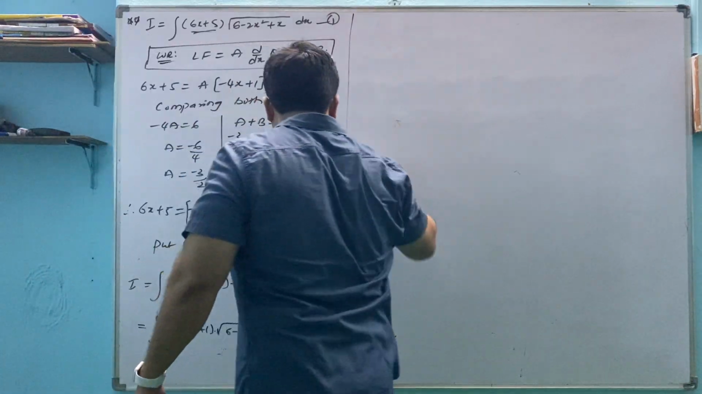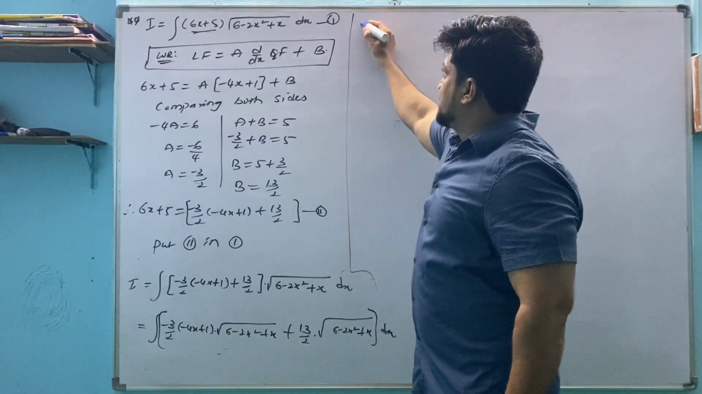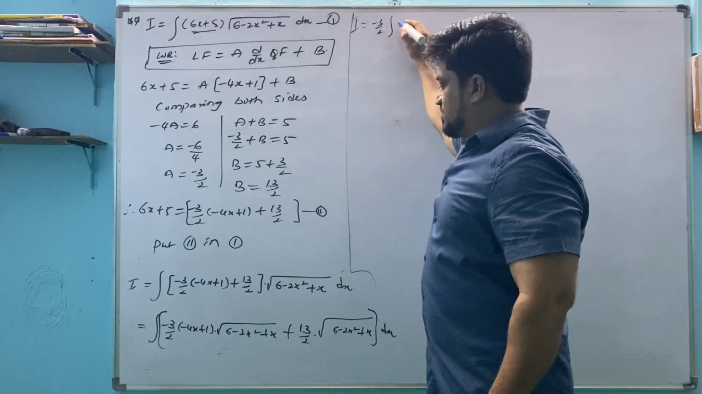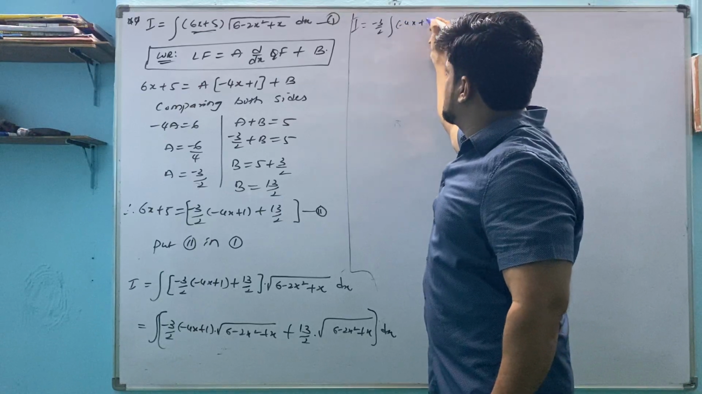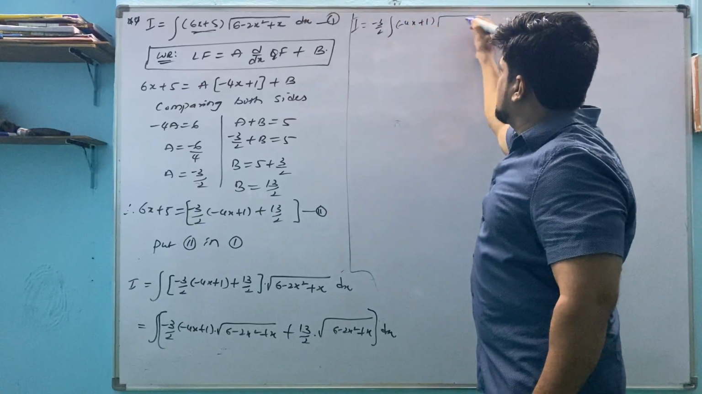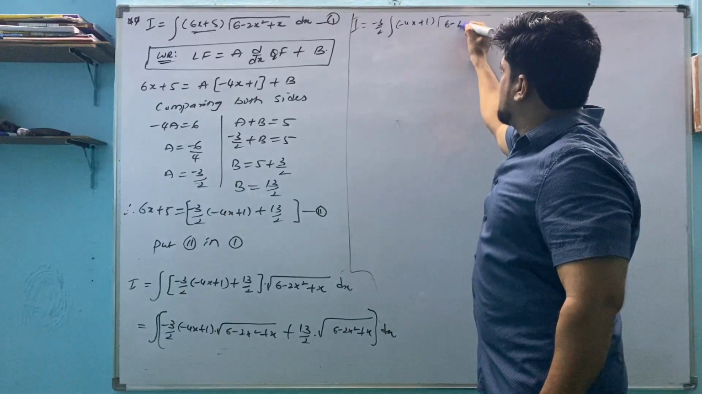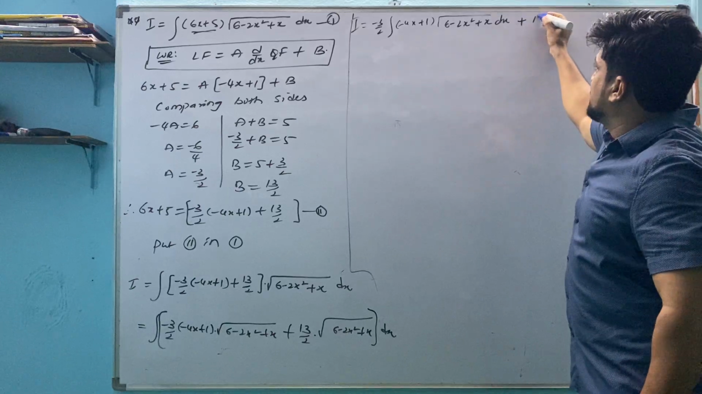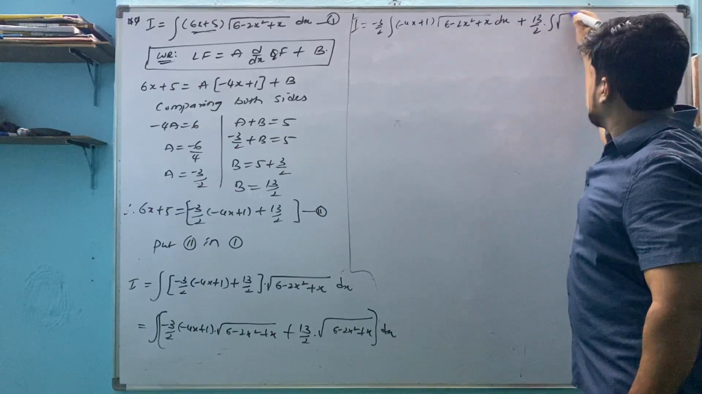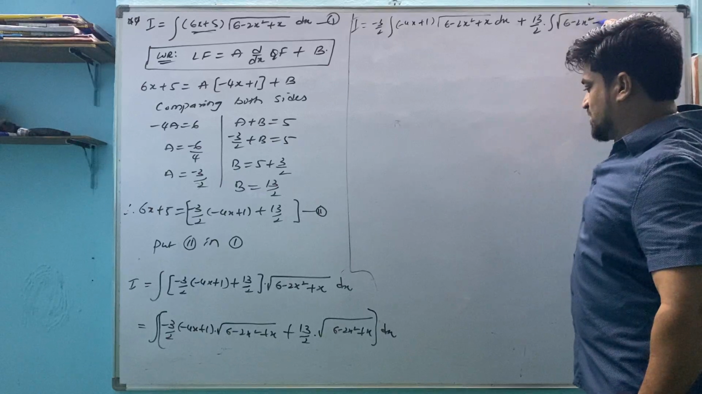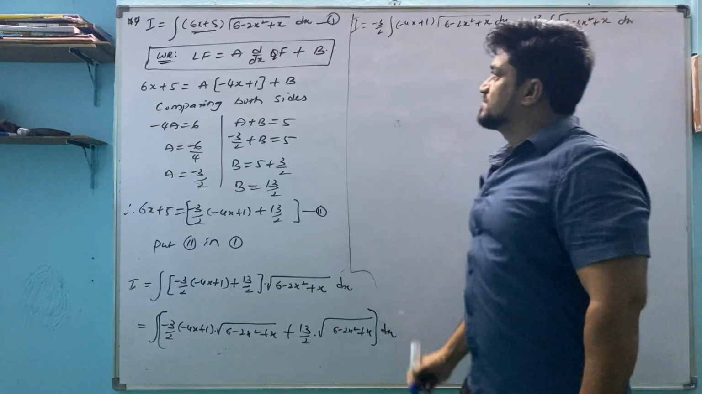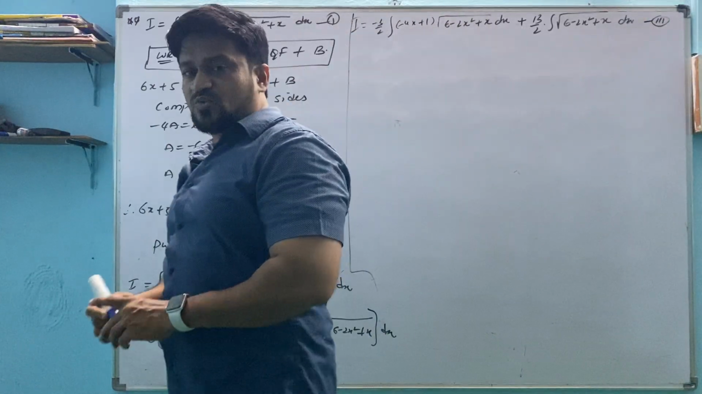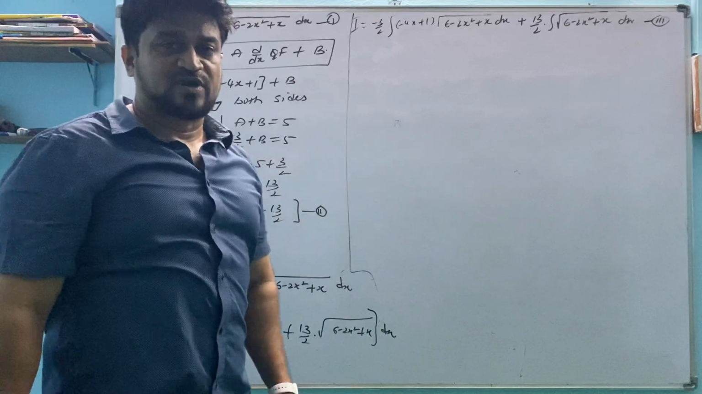Now integral is given to the first one, minus 3 by 2 outside. This is the I value now. Integral is given to the first one, (minus 4x plus 1) by root over 6 minus 2x square plus x dx, then plus again 13 by 2 outside, integral of 1 by root over 6 minus 2x square plus x dx. This is equation number 3. So till now what we have done, this is the most important question. Maybe there is a chance of getting this one in the final exam.